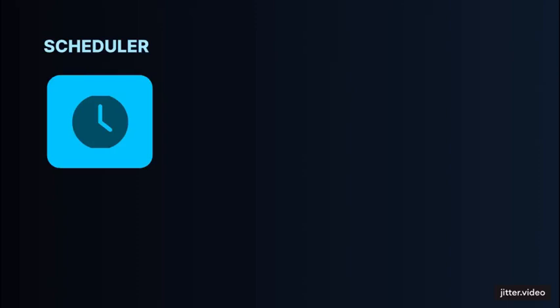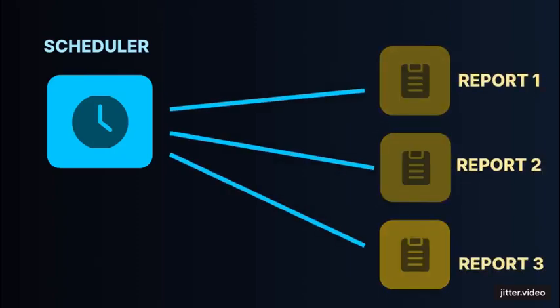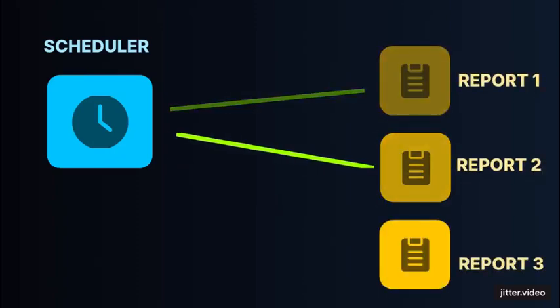In part 2, we'll show how the main agent repeatedly calls the report agent to generate reports.